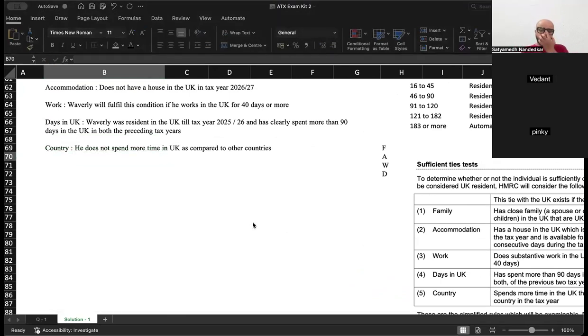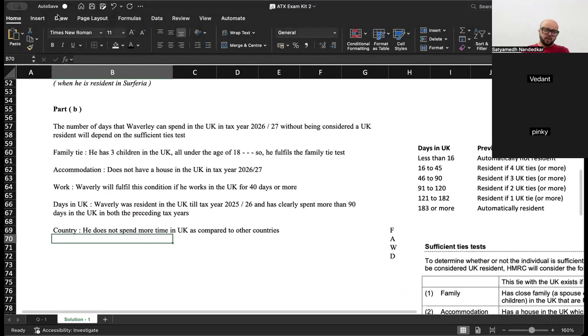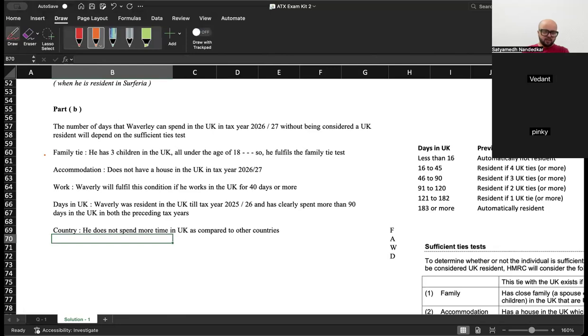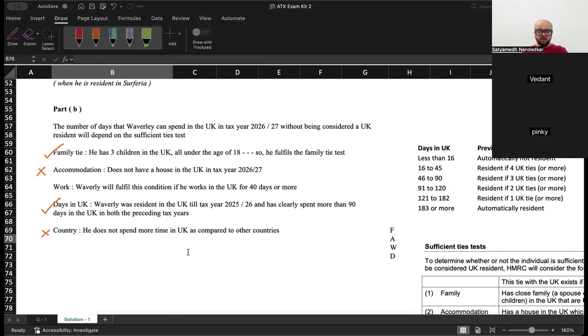So Waverley will satisfy two tests, तो पक्का satisfy करेगा. Which two? He is clearly fulfilling the family tie test and he is fulfilling the days in UK test. If he works in the UK, he will fulfill a third test also. ये तो पक्का fulfill नहीं कर रहा है ना? ये fulfill नहीं कर रहा है, country वाला fulfill नहीं कर रहा है. But he might fulfill the third one.